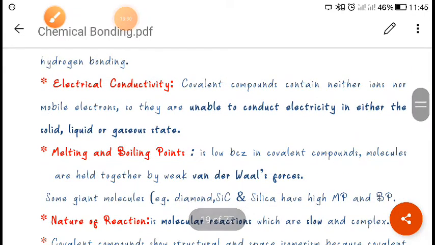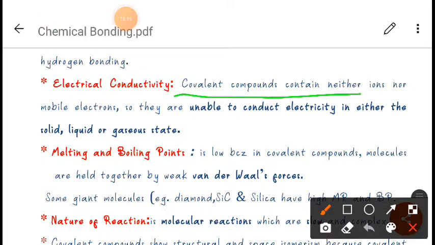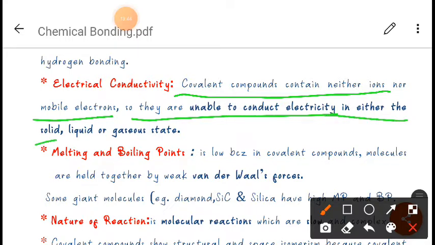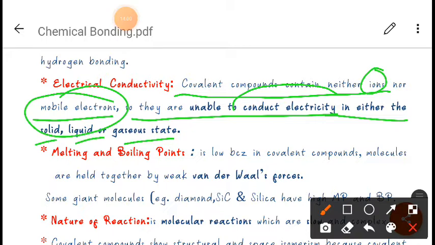Now when we talk about the electrical conductivity, this covalent compound contains neither ions nor mobile electrons, okay. So they are unable to conduct electricity, okay, either in the solid, liquid or gaseous state. Means what we can say, covalent compounds will not conduct electricity, they are non-conductors, or insulators, right, they will not conduct electricity because they do not have ions or mobile electrons in them, right.